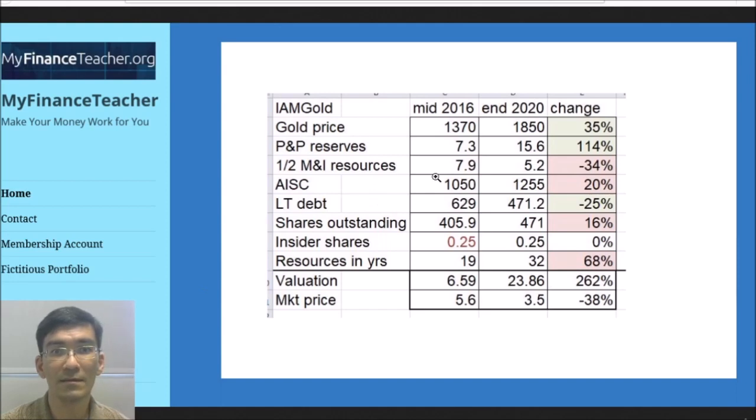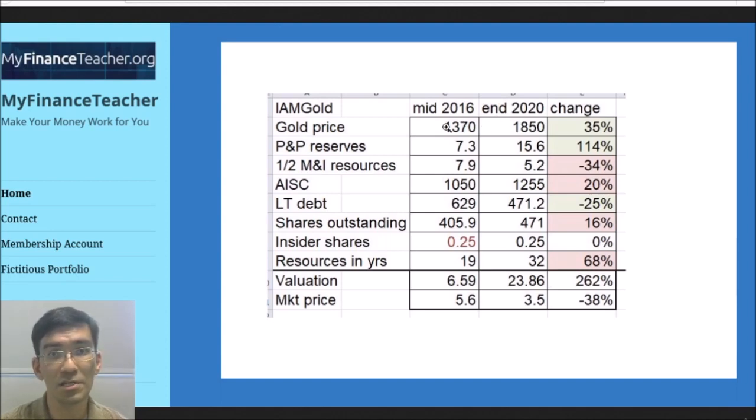So looking at the fundamentals, these are the factors that I usually look at when I try to find a more or less fair value for the share price. We are going to compare the fundamentals between mid-2016, that was the peak of the gold price, around $1,370, and nowadays the price is, let's say, somewhere around $1,850, call it end of 2020 or early 2021.